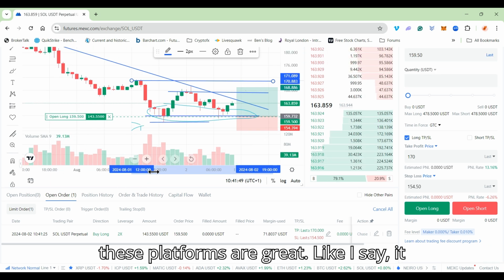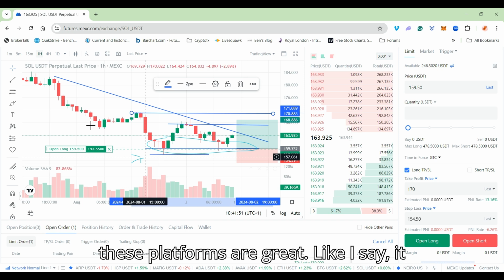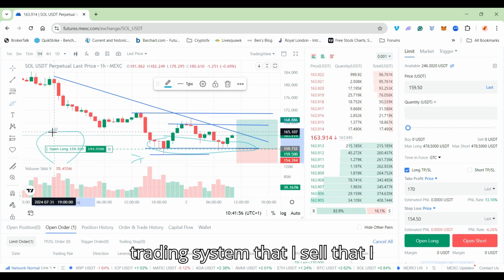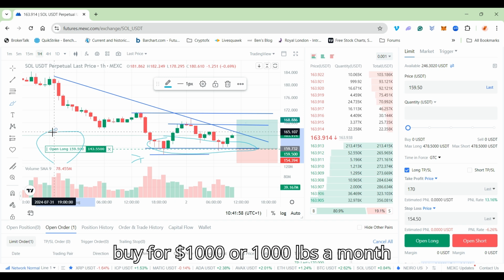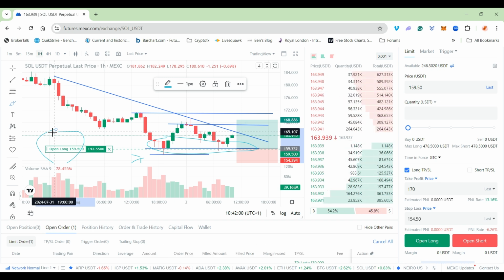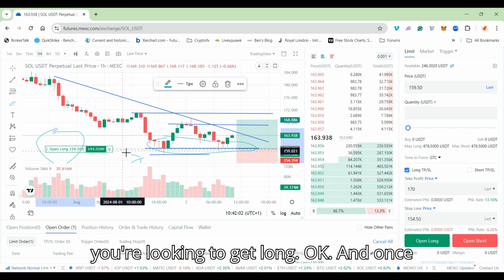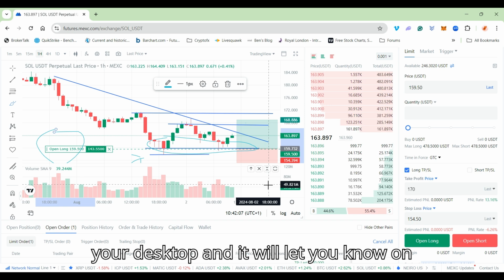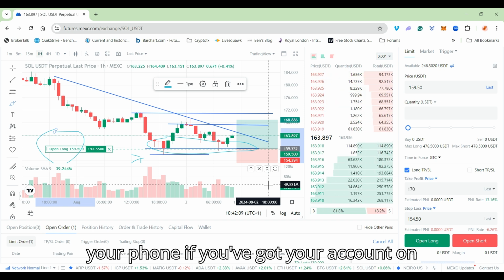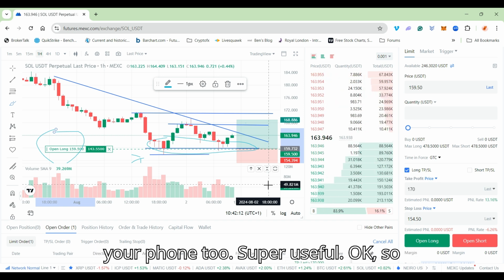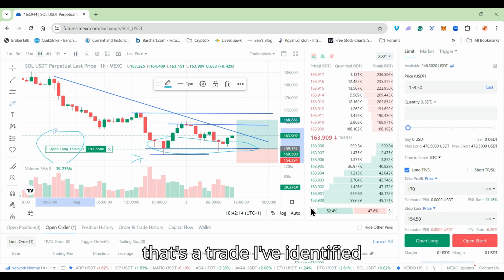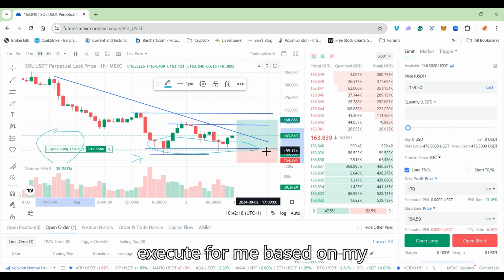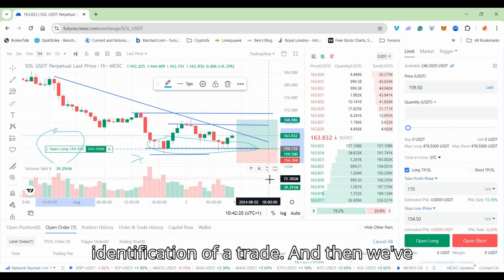Super helpful. I mean, these platforms are great. Like I say, it has more useful features than my own trading system that I buy for $1,000 or £1,000 a month. And it puts in the chart for you where you're looking to get long. Once you get filled, it'll let you know on your desktop, and on your phone if you've got your account on your phone too. Super useful. So that's a trade I've identified, and I've placed the orders to execute for me based on my identification of a trade.